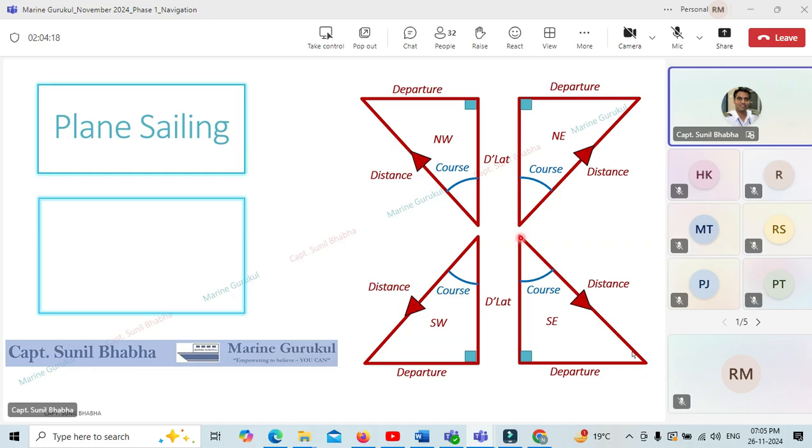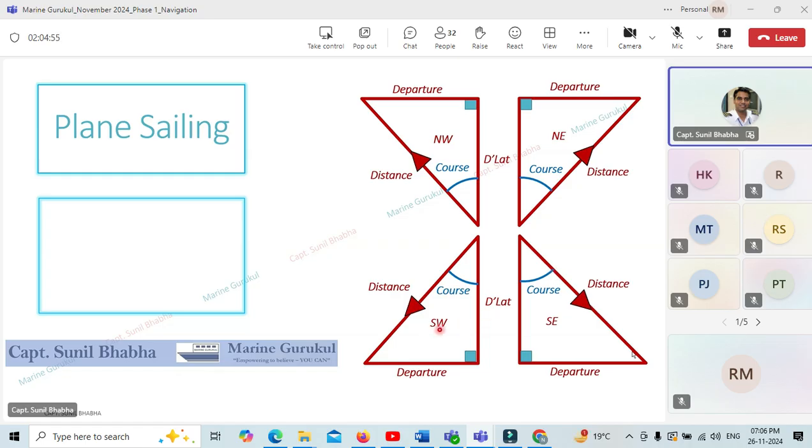If the vessel is moving in the southeasterly quadrant, when we calculate the DLAT and DLong between the initial and final positions, latitude and longitude, it will immediately tell us what is the direction in which the ship is traveling. So if the ship is traveling in the southeasterly direction, we use this particular triangle. This side is the distance, horizontal side is the departure, vertical side is the DLAT. The course which is used here is the quadrantal course, south so many degrees east.